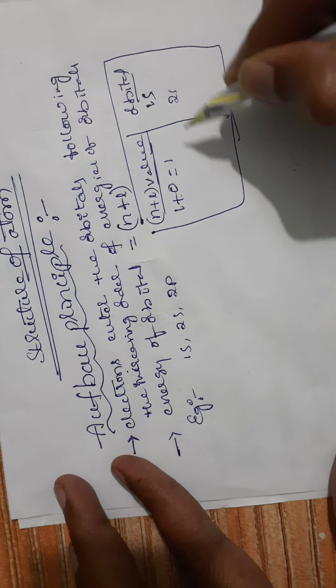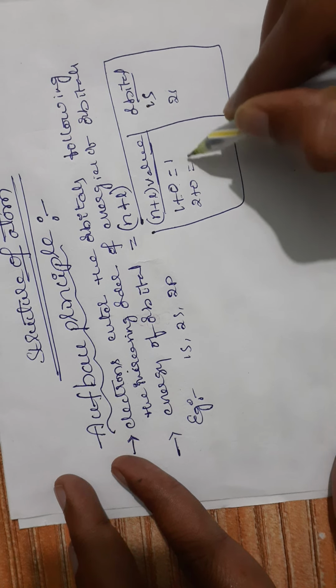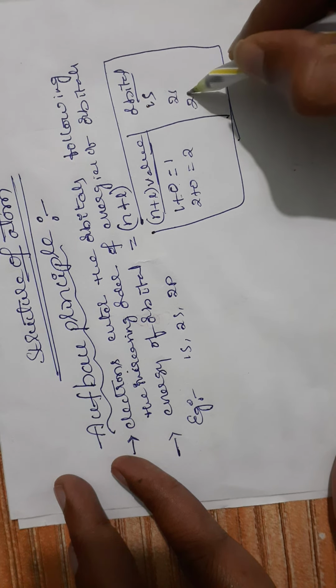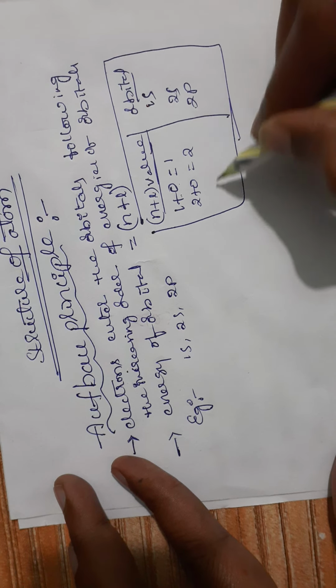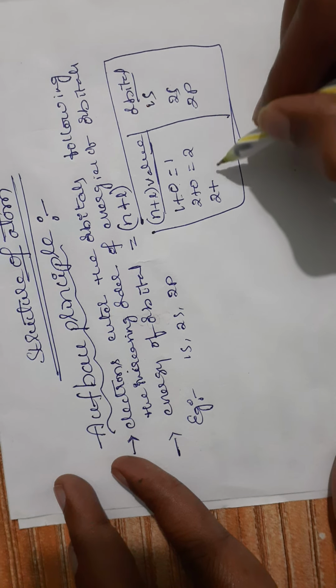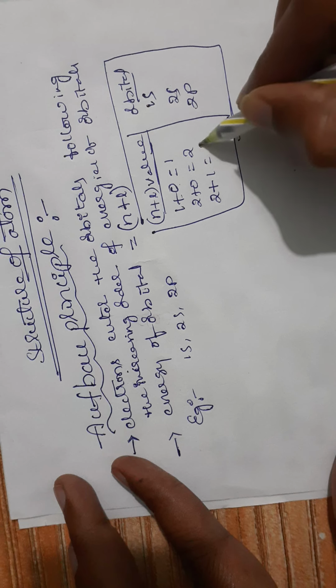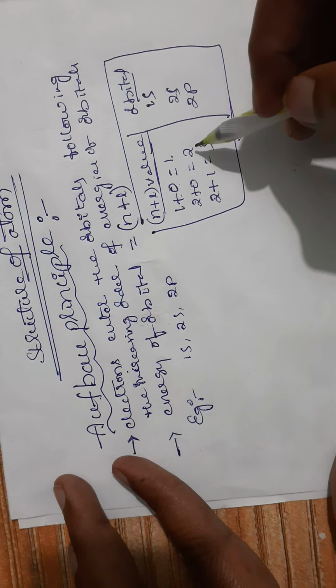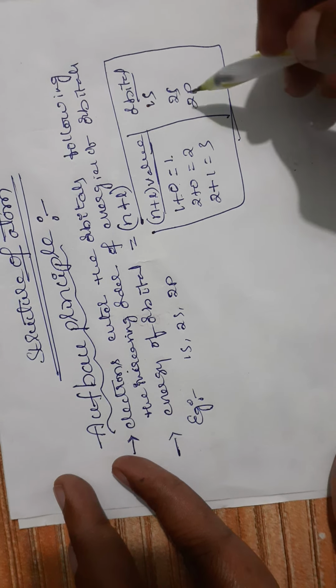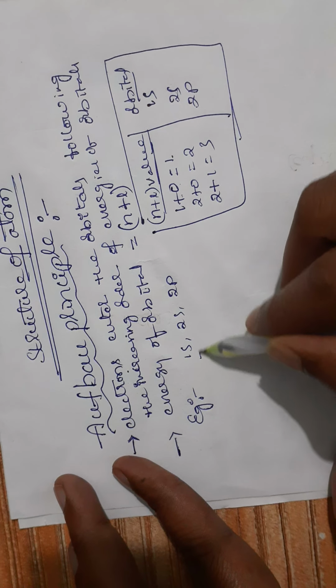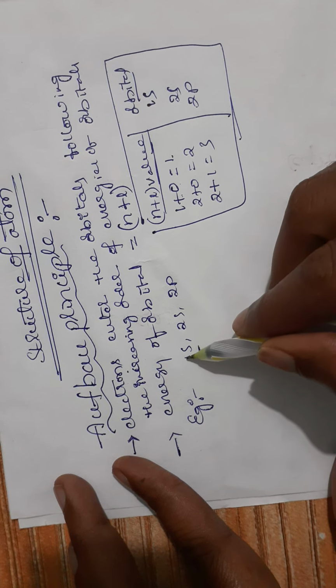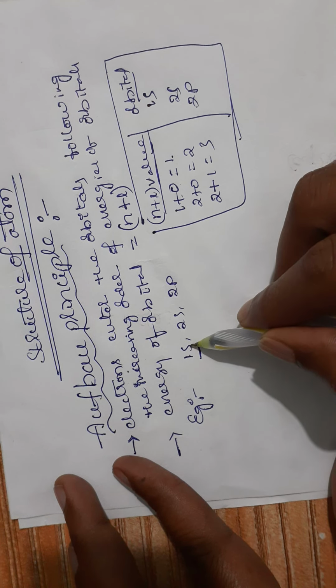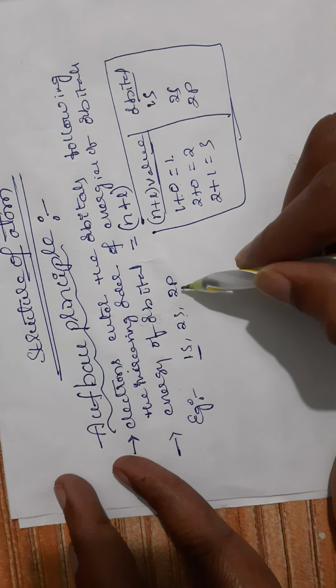Next we take 2s: 2 plus 0 is 2. Next we take 2p, students. n value is 2, l value for p is 1, that is 3. So you can see 1s is the least energy, then higher than this are 2s and 2p. That is why, while writing electron configuration, first 1s is filled with electrons. After filling this, 2s and 2p.